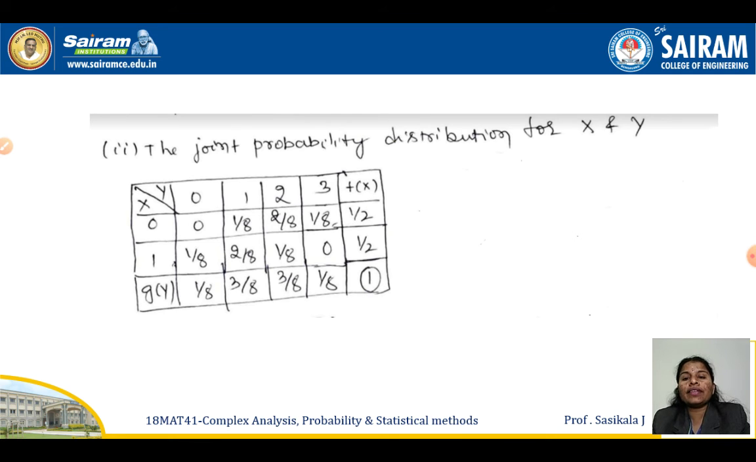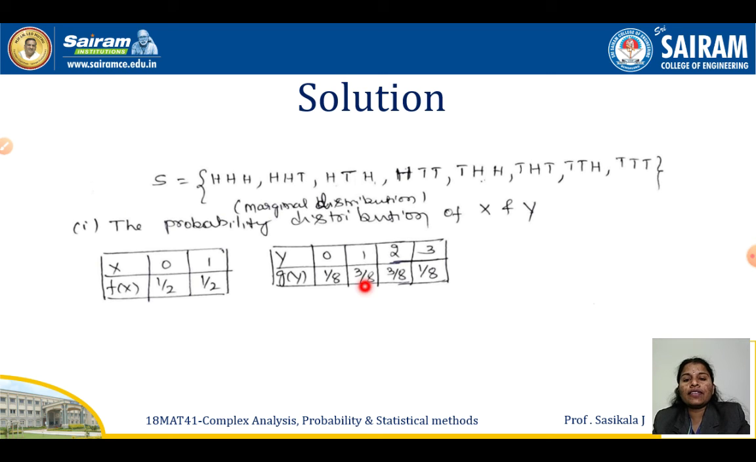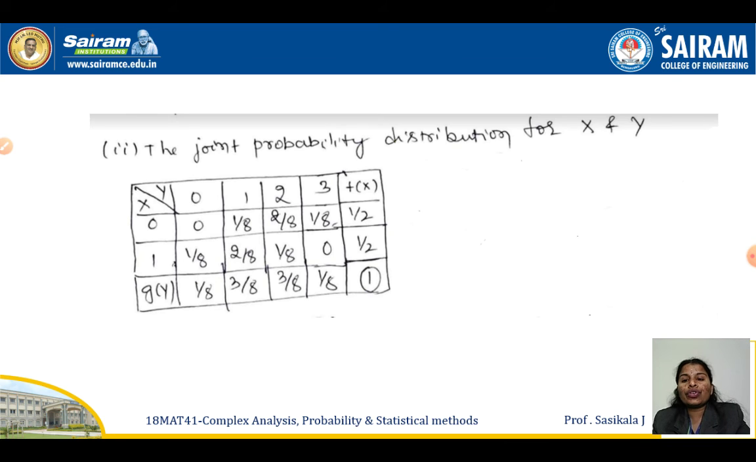Go with the second case, the joint probability distributions for x and y. Go with the marginal distributions from the table. You can go with the joint distributions 0, 1 for x and 0, 1, 2, 3 for your y. So when x is equal to 0, y is equal to 0. When the first toss occurs, it's supposed to be a head, and y is nothing but the number of heads. Is there any possibility? No. So it is 0. Next one, the first toss will be a head, then it should be 1 head. It is nothing but 1 by 8.